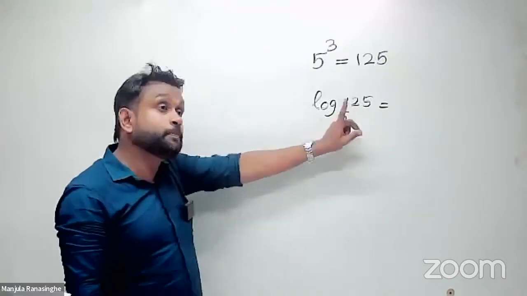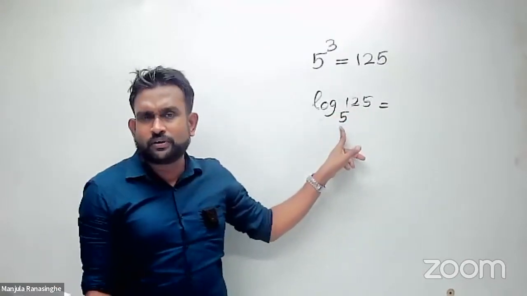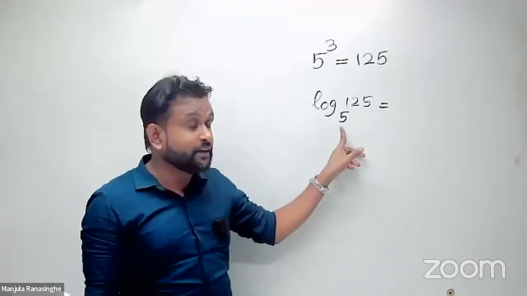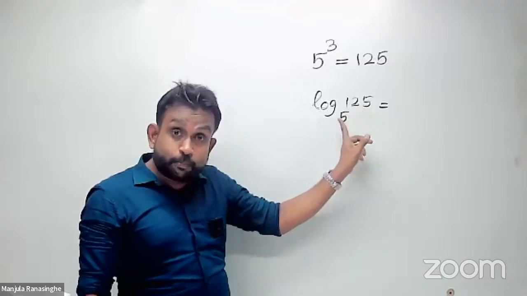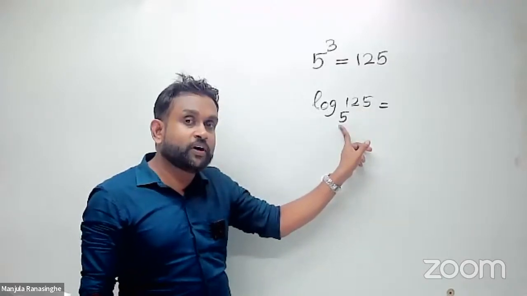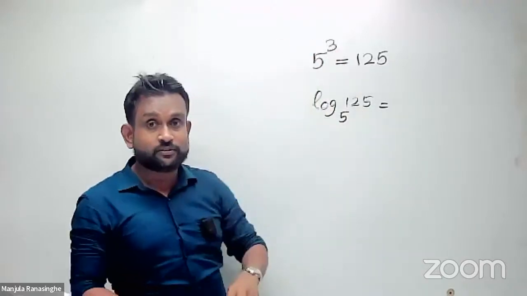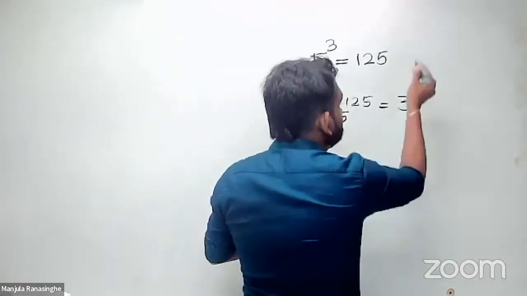125 is which power of 5? Which power of 5 gives 125? That is the power 3. So the answer is 3.